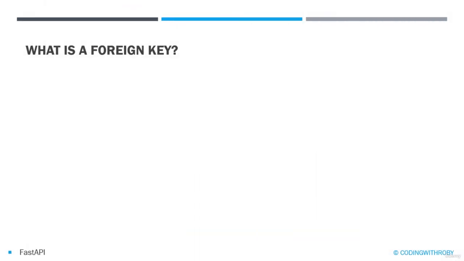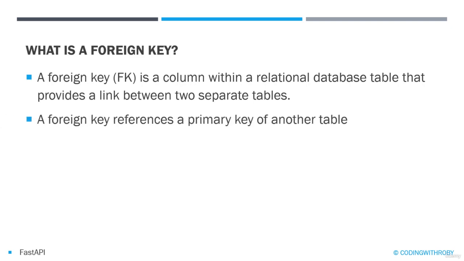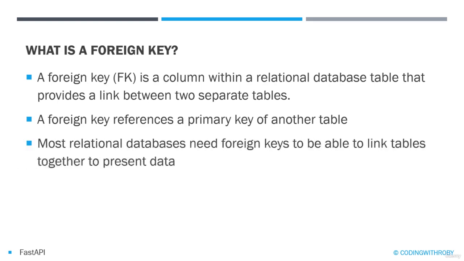Okay, so this brings us to the question of what is a foreign key? A foreign key, usually referenced by FK, is a column within a relational database table that provides a link between two separate tables. A foreign key references the primary key of another table, and most relational databases need foreign keys to be able to link tables together to present a sequence of data.